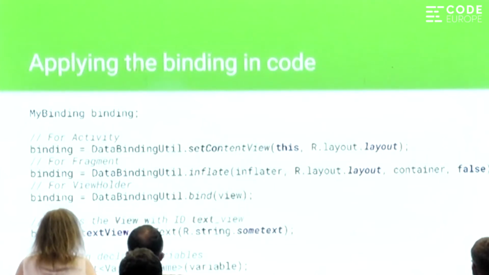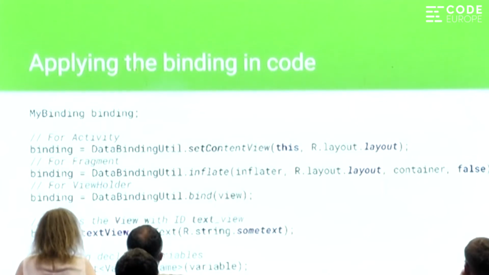Now that we know how to do binding in XML and how to create custom setters, we need to look at how to apply the binding in code. The first thing you need to do is get an instance of the binding class for your specific layout. The data binding library again does all the hard work for you and creates the binding class itself. So how to get it? Just use the helper methods in DataBindingUtil. For activities you would use setContentView, for fragments you would use inflate, and for view holders you would use bind.